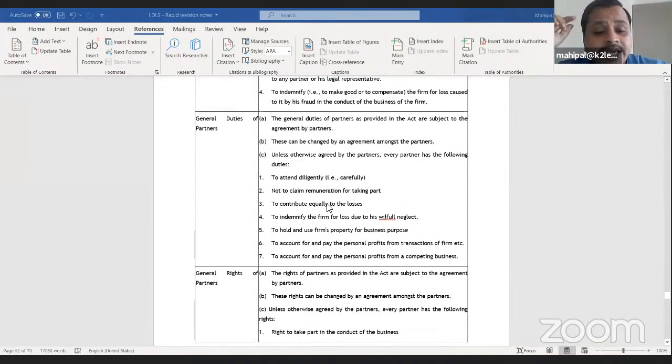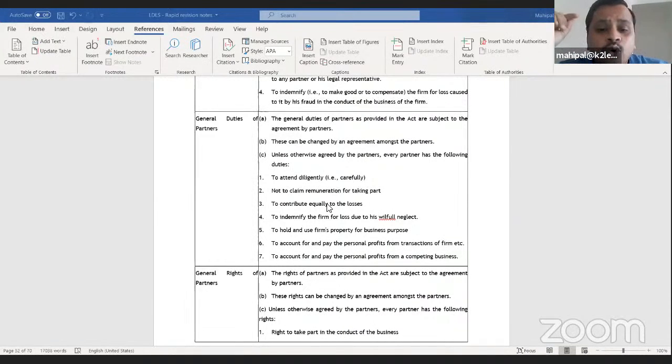Section 13 A, B, C, D, E. How many of you remember? Section 13A, B, C, D, E. Section 13A talks about no remuneration. 13B, profit sharing equality. 13C, no interest on capital. 13D is not for drawing. It is for loans and advances where you have to pay 6% simple interest per annum on loans and advances, and 13E is for drawings.